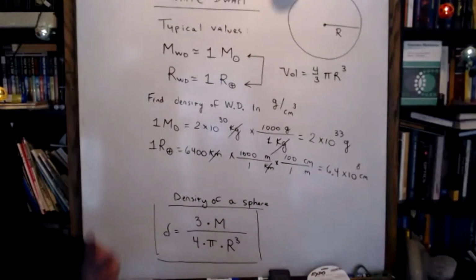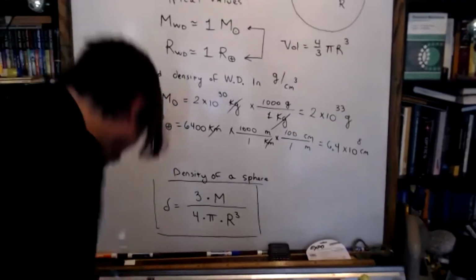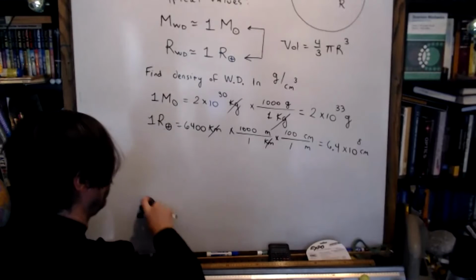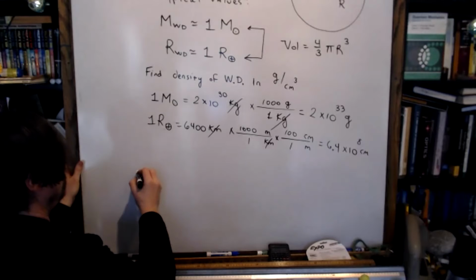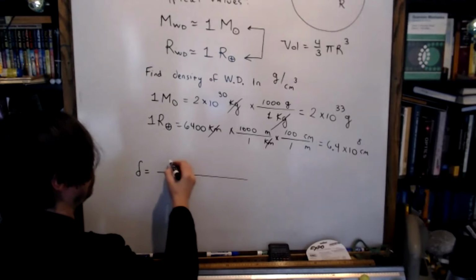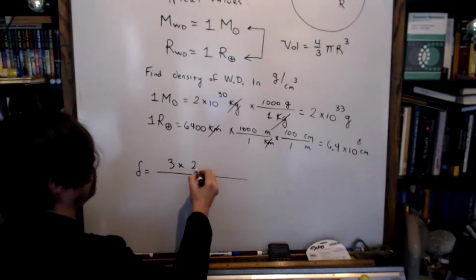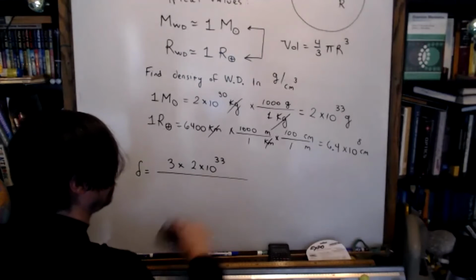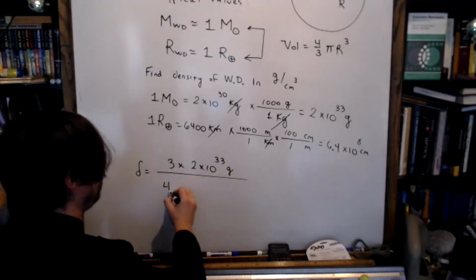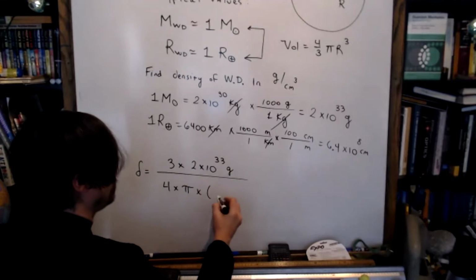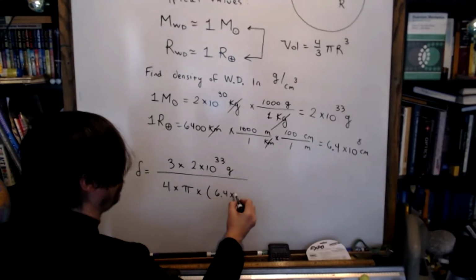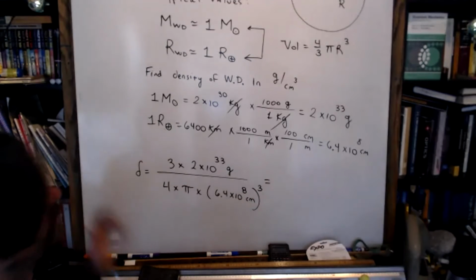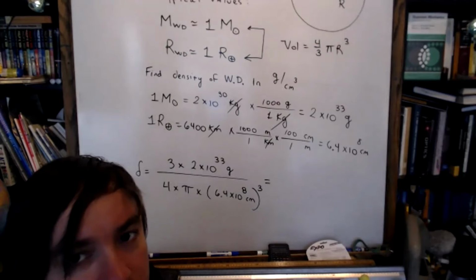Okay. Now we're ready to calculate the density of a sphere. Here we go. The density is 3 times the mass, 2 times 10 to the 33 kilograms. I'm sorry, whoa, grams, divided by 4 times pi times 6.4 times 10 to the 8 centimeters cubed. What you get?